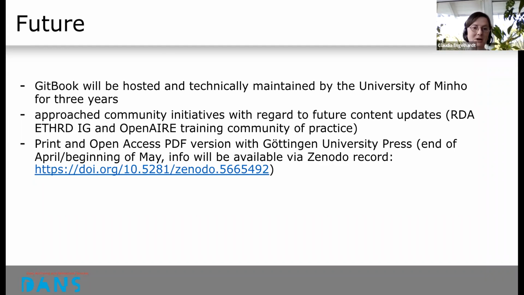And soon, there will also be a print version of the handbook, and I actually already have the test print here. It's expected to come out end of April, beginning of May. The final Gitbook link, as well as information regarding the print and open access version, will be made available also via the Zenodo record. So all information will be collected there. And that's it from my side. Happy to answer a few questions now if there are any, or in the breakout group.